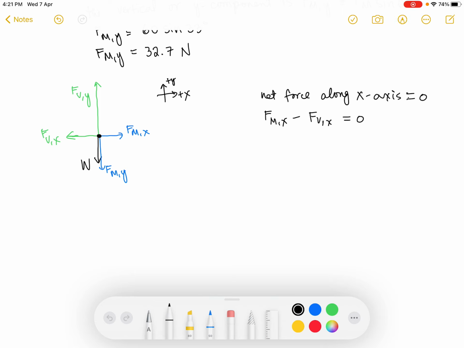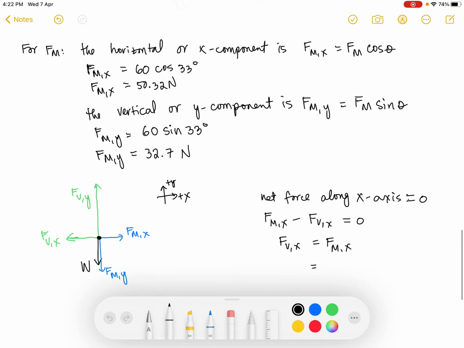And that allows me to solve for Fvx, which I don't know. Rearranging this, Fvx should just be equal to Fmx. And you can also see in your free body diagram, there are only two forces along the x-axis, just Fmx to the right and Fvx to the left. So these two forces along the horizontal should balance each other out, and so Fvx should be equal to Fmx.